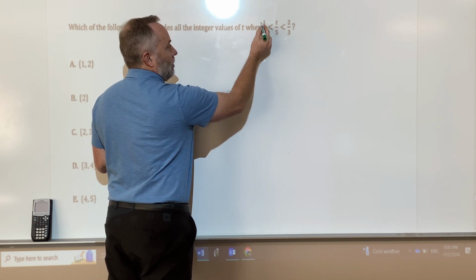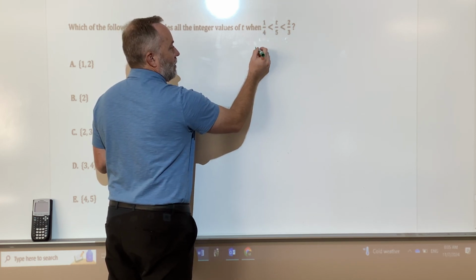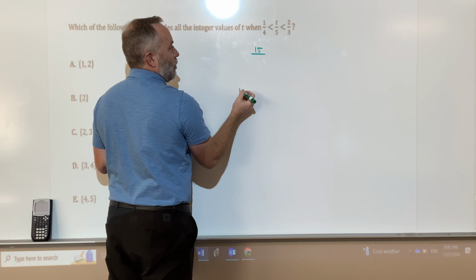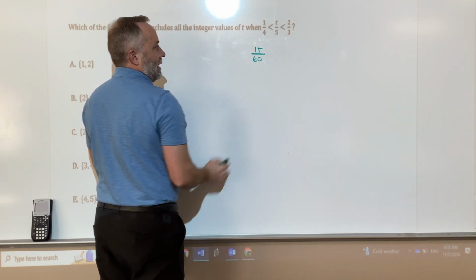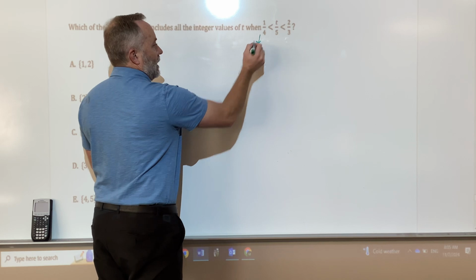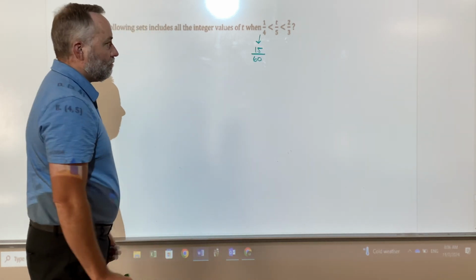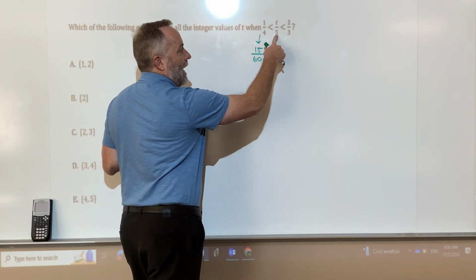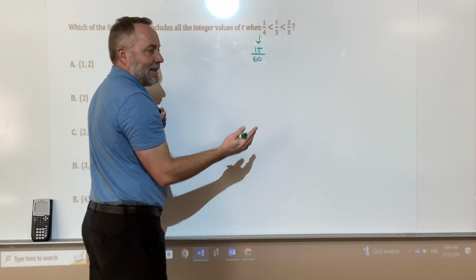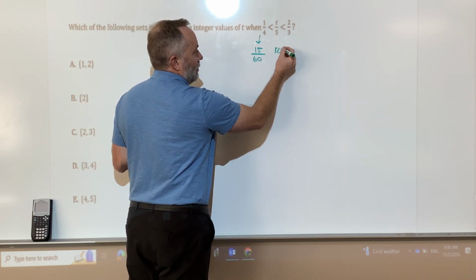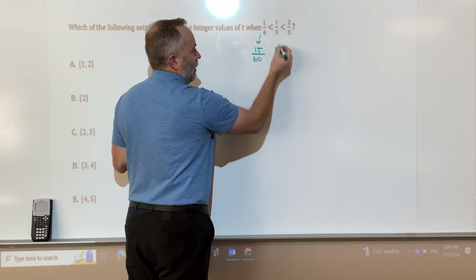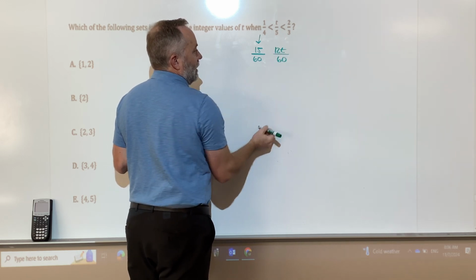I have to multiply 4 by 15 to get 60. So I multiply the 1 on top as well. So 15 times 1 is 15, 15 times 4 is 60. So 1/4 becomes 15 over 60. I have to multiply 5 by 12 to make it 60. So I multiply the top value, which is t, by 12. So 12t over 5 times 12 is 60.